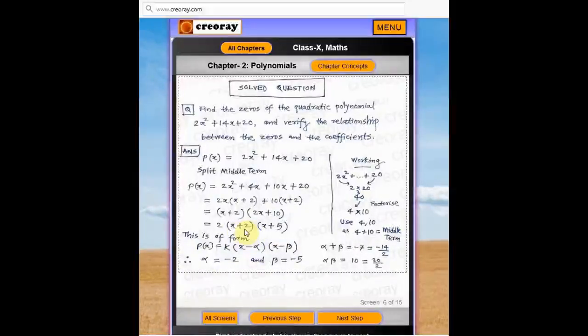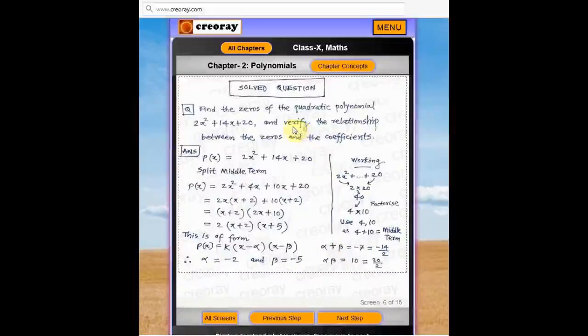You have x plus 2, so you can do x plus 2 equal to 0 and find x as minus 2. That minus 2 is your alpha. Similarly, x plus 5 is there. In your mind, you can do x plus 5 equal to 0 and x is minus 5. Now you see, what is alpha plus beta? From these two roots, you can find minus 2 plus minus 5 will give you minus 7.